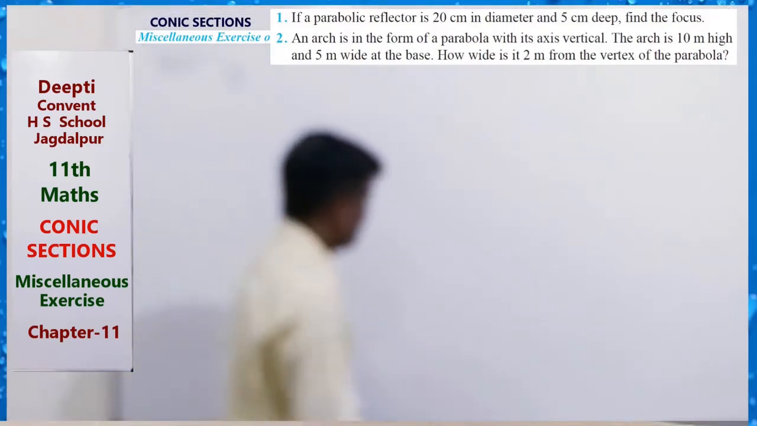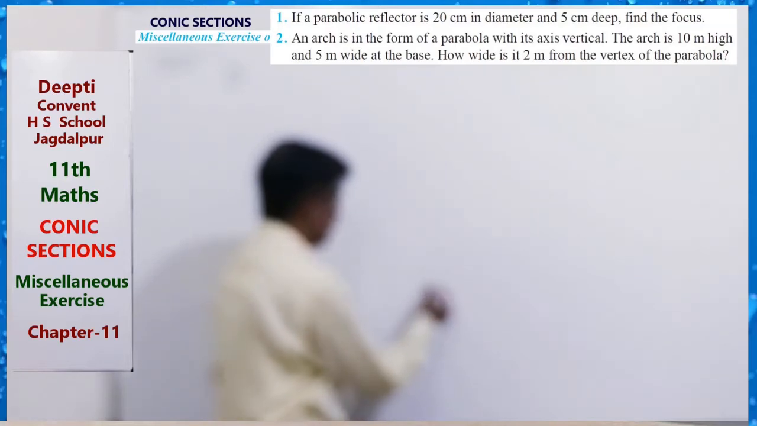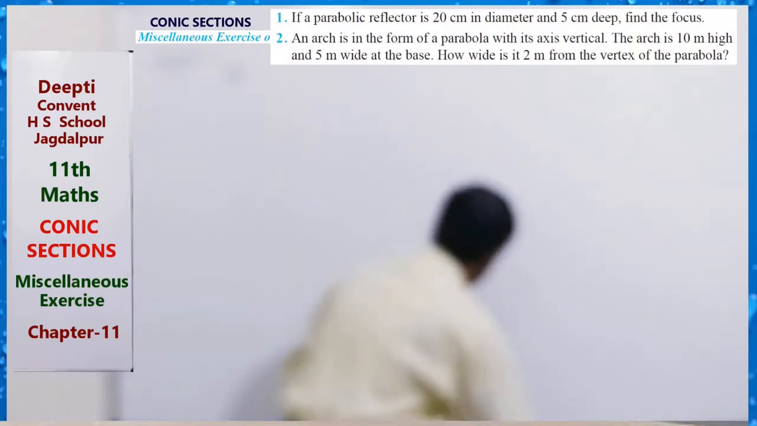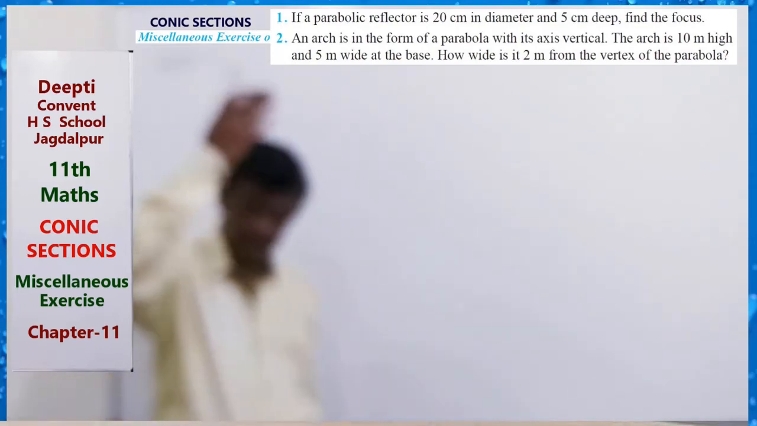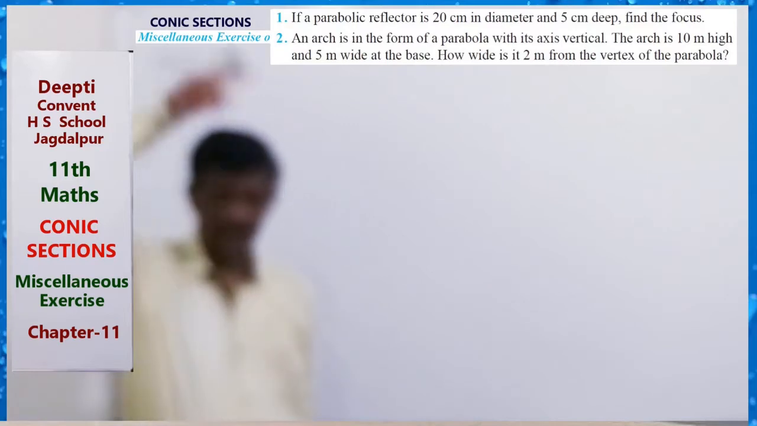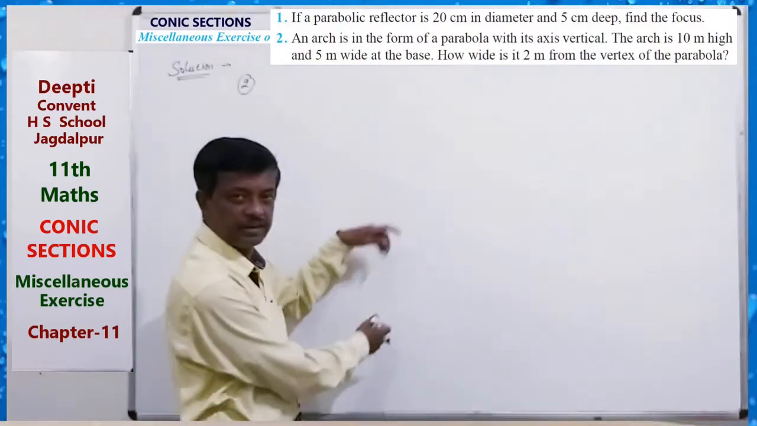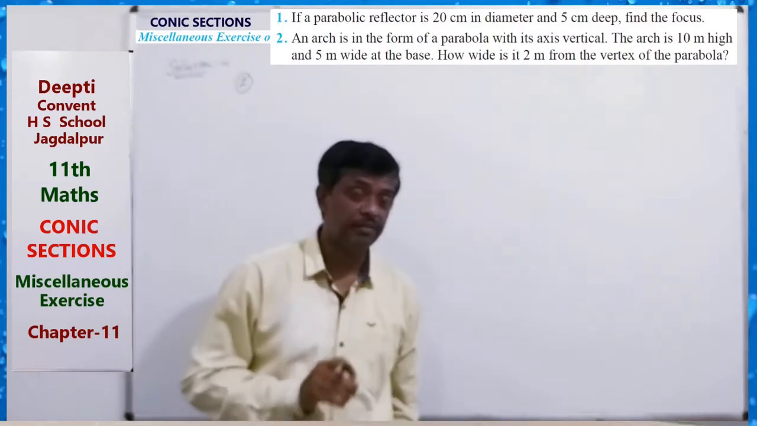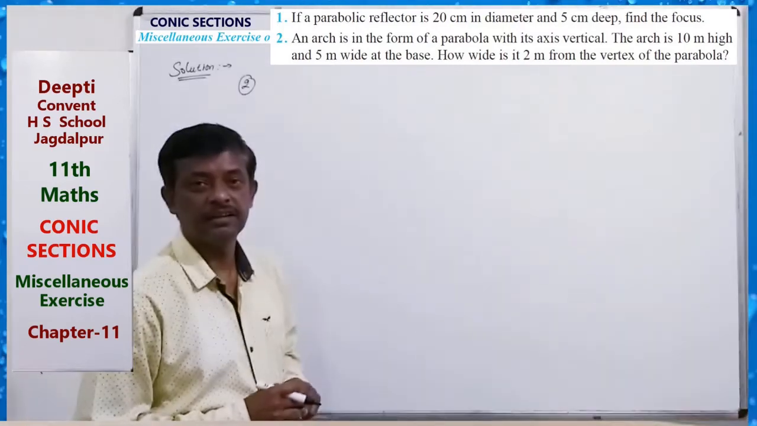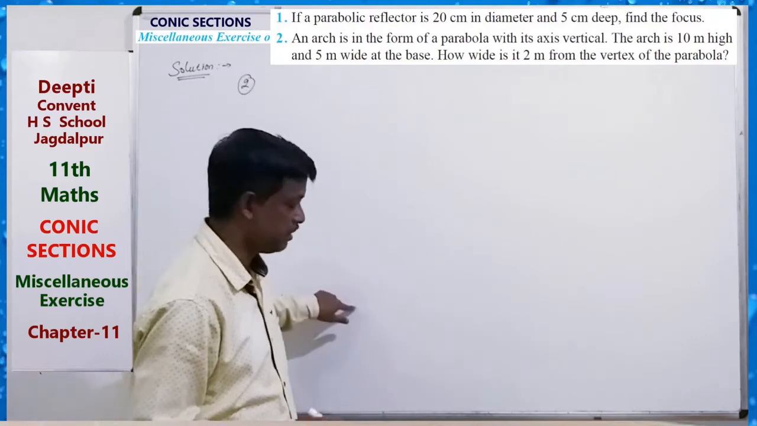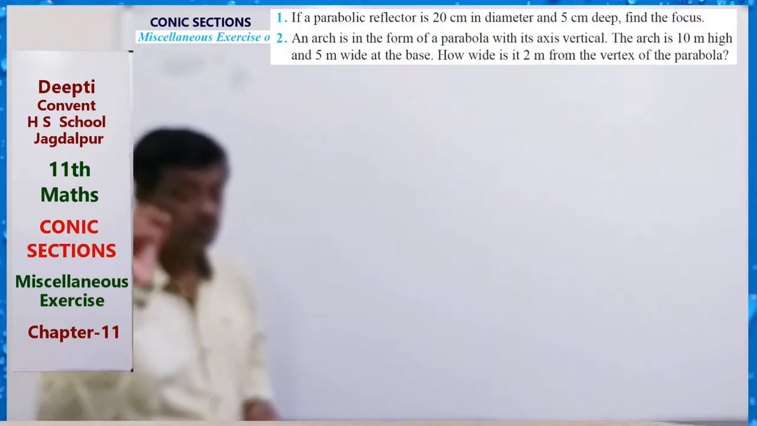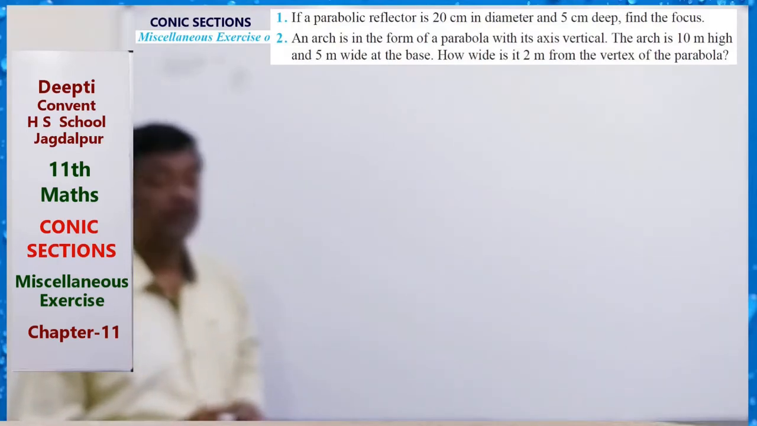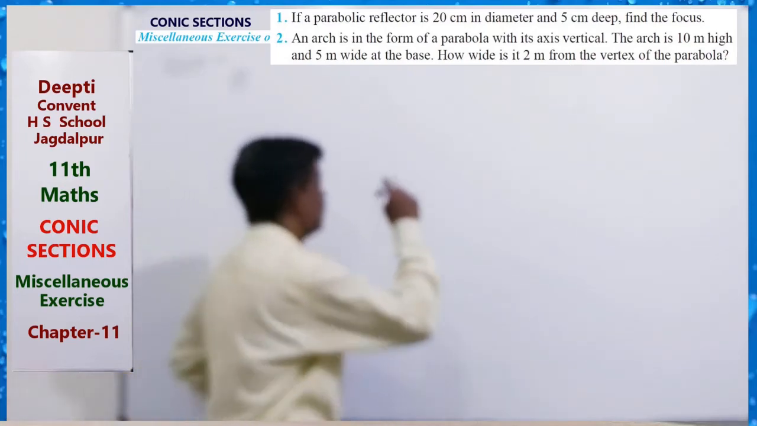Base means, suppose the arc is like this, this is the base. So the arc is in the form of a parabola with its vertical axis, with height 10 meter and 5 meter wide at its base. How wide is it 2 meter from the vertex of the parabola?